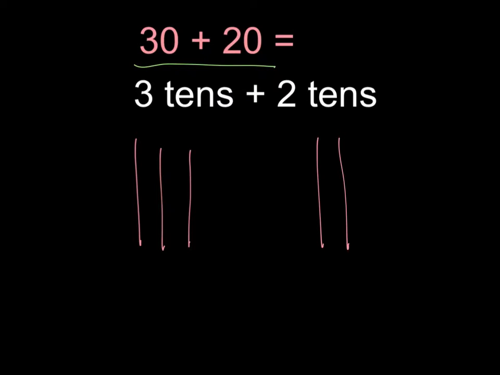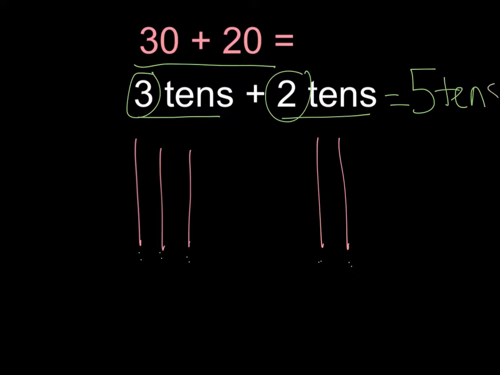30 plus 20. So if we think of this in terms of 3 tens and 2 tens, it's just like adding 3 plus 2. So I have 10, 20, 30 plus 10, 20. So 10, 20, 30, count on 40, 50. Okay, it's going to equal 5 tens, which is the same as 50. Okay, 3 plus 2 is 5. We're talking about tens, so the answer is 50.